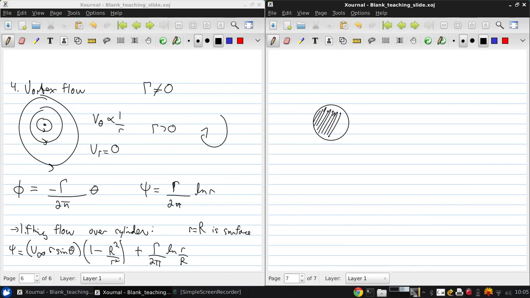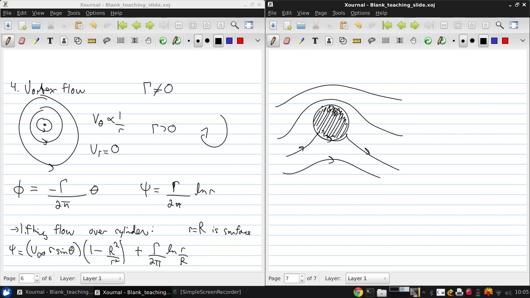There's our cylinder. So we don't care about what's happening inside because we're modeling this as a solid object. And the streamlines look probably something like this. So the stagnation points, where the velocity is zero, depend on this non-dimensional parameter, gamma over 4 pi V infinity R, which if less than 1, we get two distinct stagnation points on the cylinder as shown here.